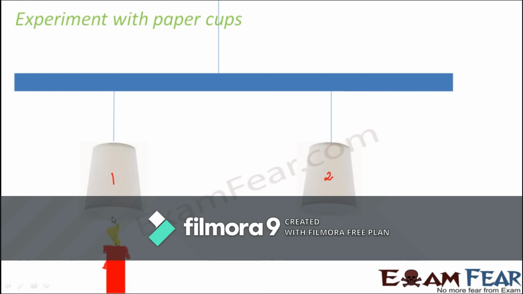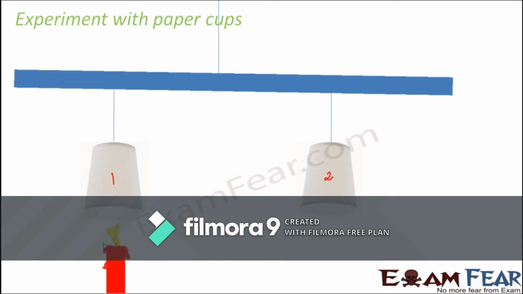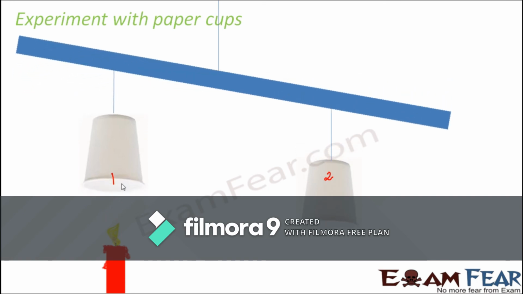And what have we learned? That air expands on heating. So what do you think will happen in this case? Now as we start heating up paper cup 1, after some time what we observe is that gradually paper cup 1 is moving up, and therefore the entire balance of the two paper cups gets destroyed. So paper cup 1 is going up and paper cup 2 is coming down.